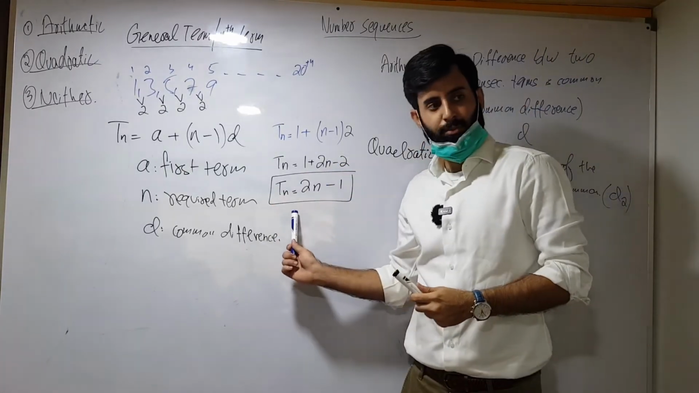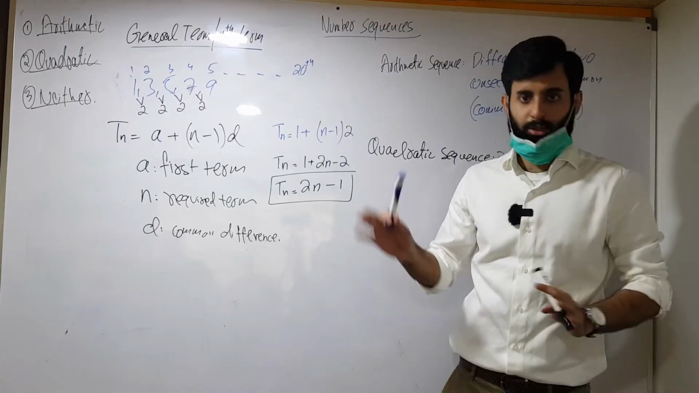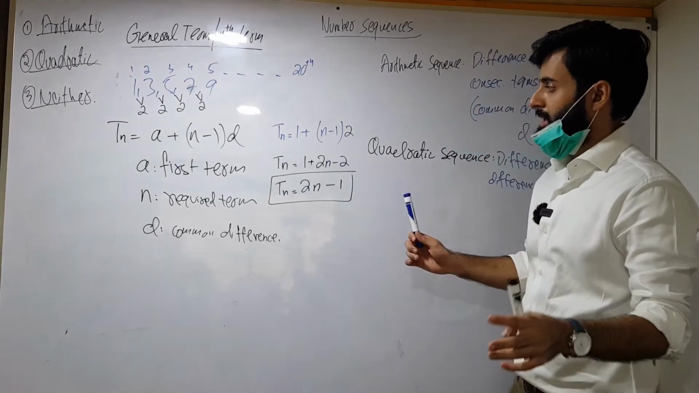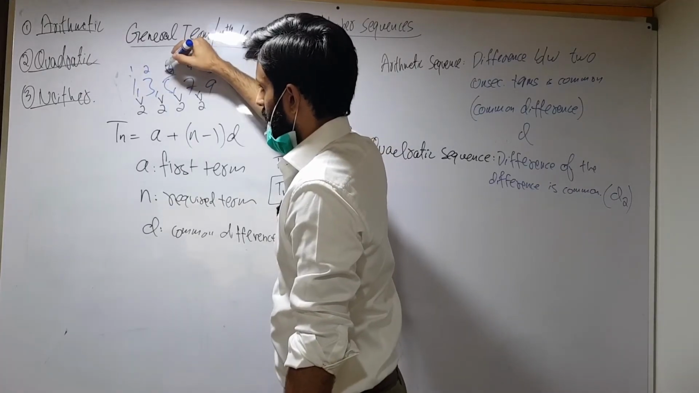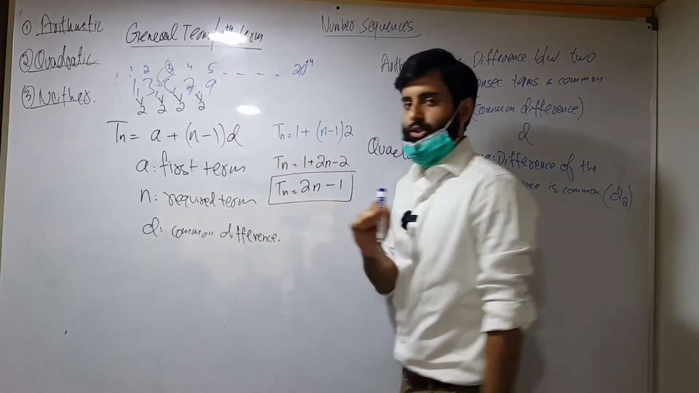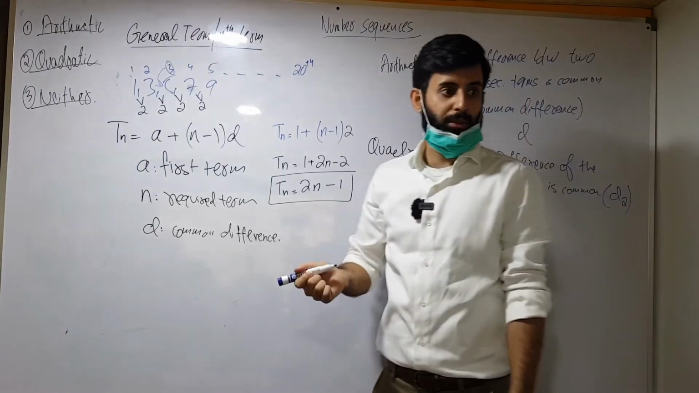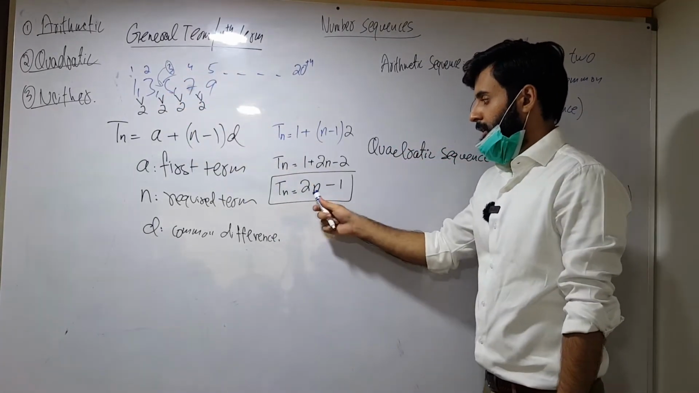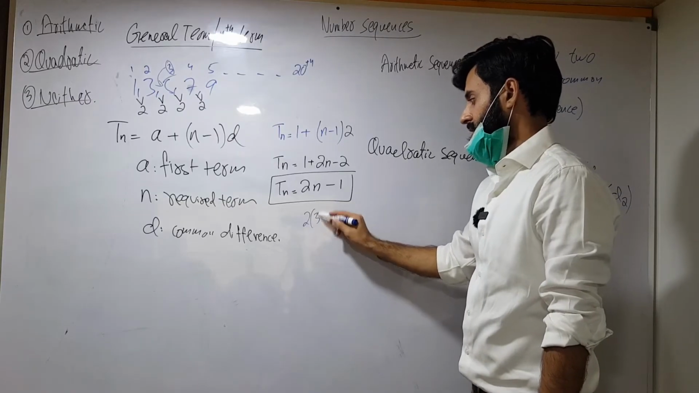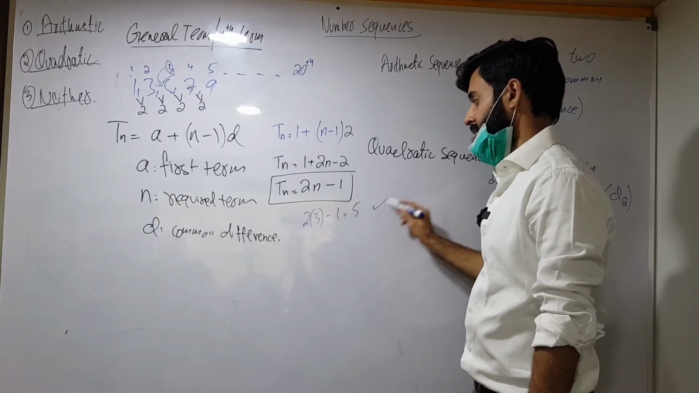Once you've reached this point, don't think that this is the end of the question. Although it is, but just to be sure, just to check your answer, here's what you do. If I plug in 3 in place of n, and if this is correct, my answer should be 5. Why? Because the third term is 5. Let's see if that's the case. What's 2 times 3? 6. And what is 6 minus 1? 5. So far so good, right?